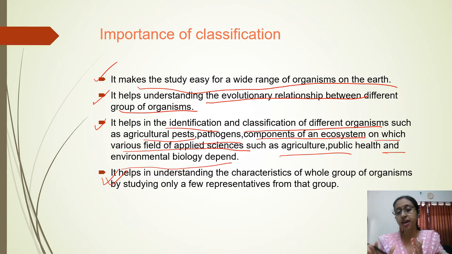If you identify one animal or one plant of that group, we will know that all the plants lying in the same group have almost the same characteristics, same features and same identifying characters in each. So this is all about the importance of classification, which is very important for different fields of study like applied sciences, agriculture, public health and environmental biology also. So let us see what is there in the next video.